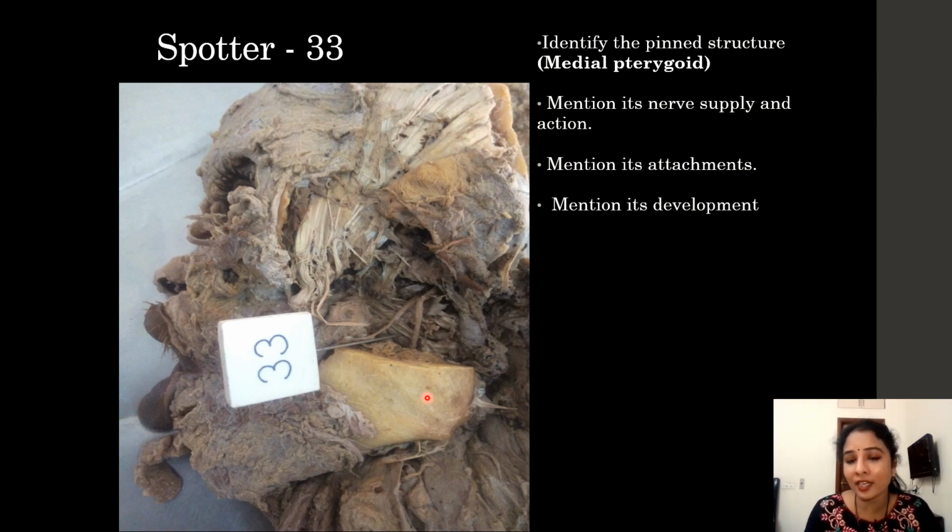Both the heads converge and get inserted to the medial surface of the ramus of the mandible, the rough area on the medial surface near the angle of the mandible. So that is about the attachments, and we all know all the muscles of mastication are developed from the first pharyngeal arch, or the mandibular arch.